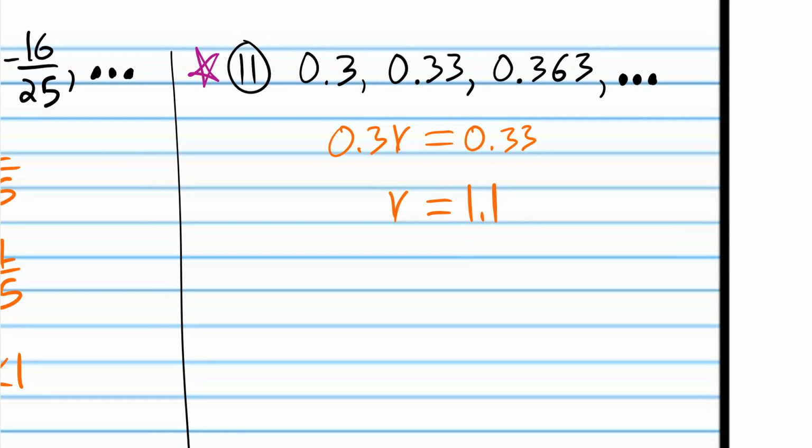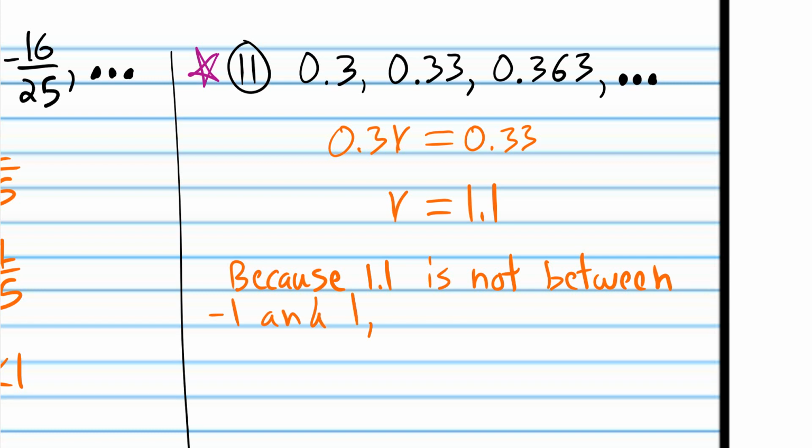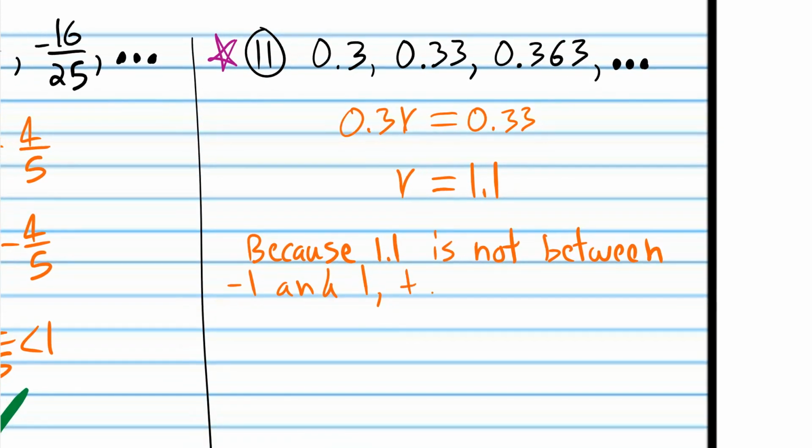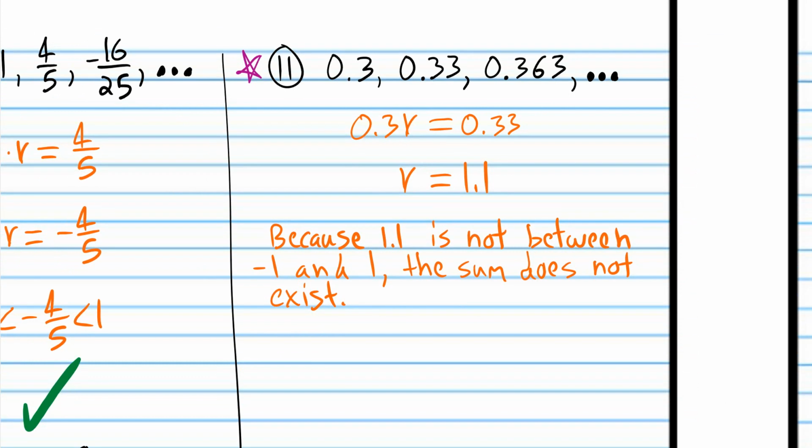So we can say, because 1.1 is not between -1 and 1, the sum does not exist. And we can make that our answer.